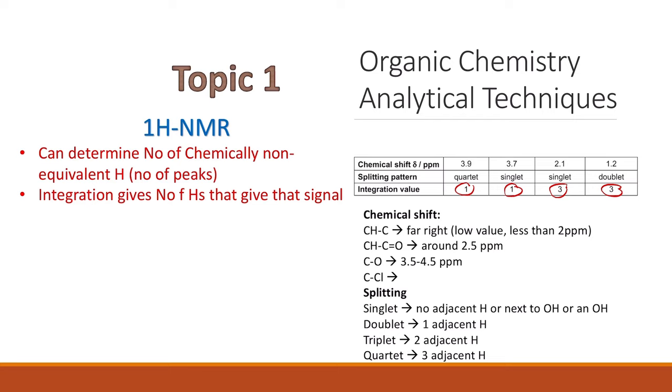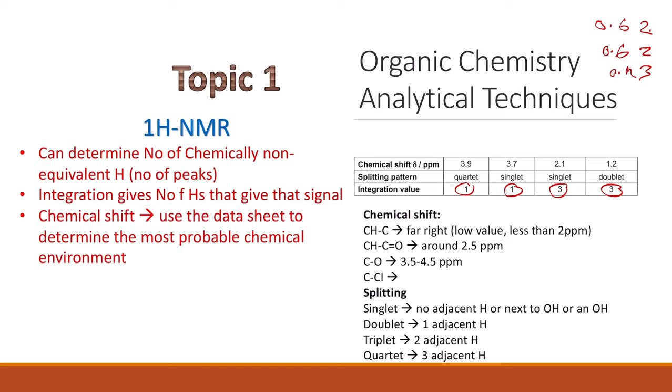Sometimes they don't even give you the integration and you have to find it out yourself. Sometimes they give it to you as a ratio. For example, if they give it to you as 0.6, 0.6, and 0.9, it's going to be like 2, 2, 3 protons. So you can always work with the ratio to find out how many protons are there.